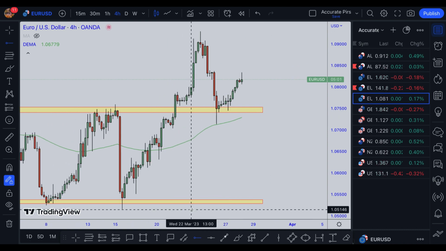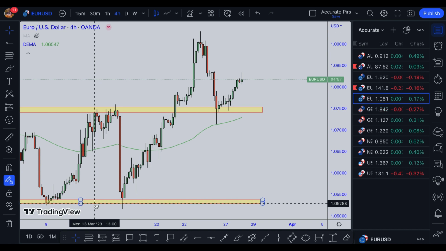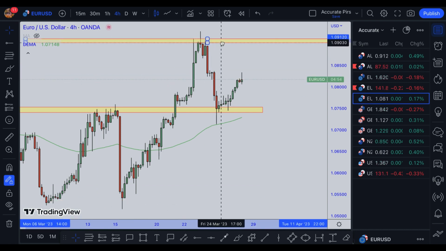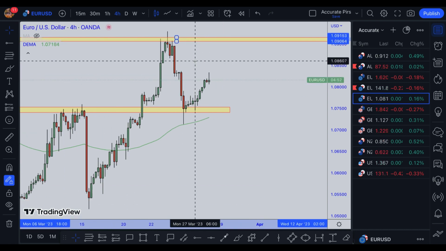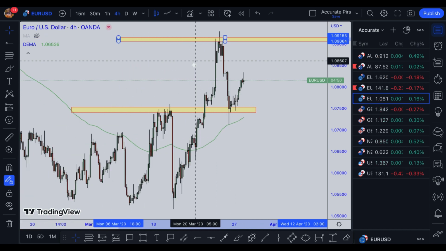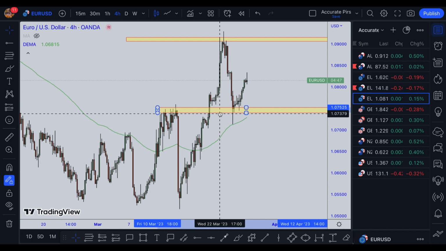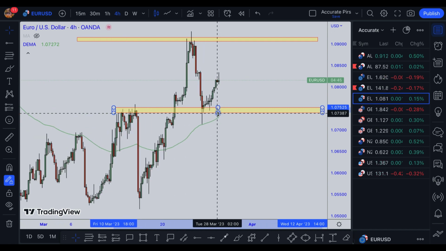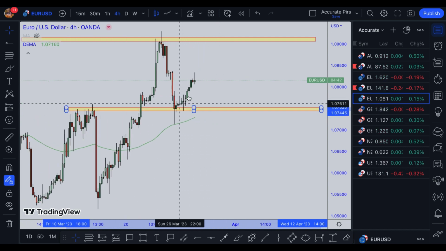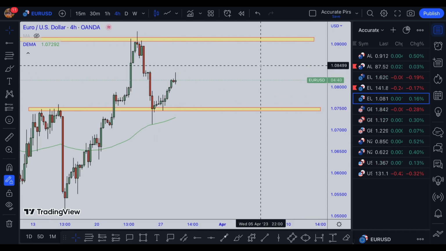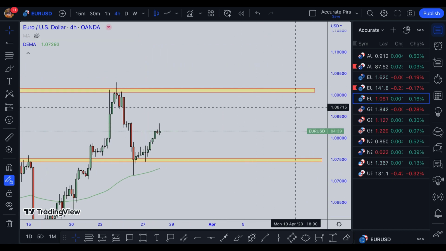Euro USD. So right, I'm just going to highlight this resistant level up here. Put this right up here, and that is going to be our new resistant level for Euro USD. And bring this over across, also highlighting as our new support level. So right, Euro USD, that's pretty much it. That's our new support and resistant level for Euro USD.